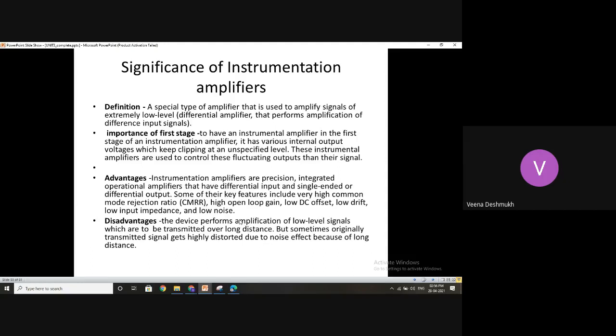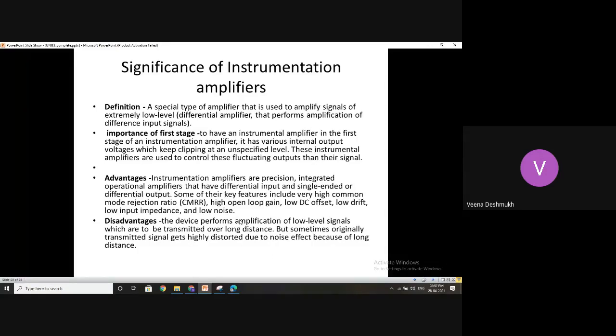In instrumentation amplifiers, we know that basically op amps are used in building them. You have two op amp instrumentation amplifiers and three op amp instrumentation amplifiers, which are commonly used. Now, what is the basic difference between these two? And what is the significance of these instrumentation amplifiers in any sensing or, in general, any system design? So first let us see what an instrumentation amplifier is.